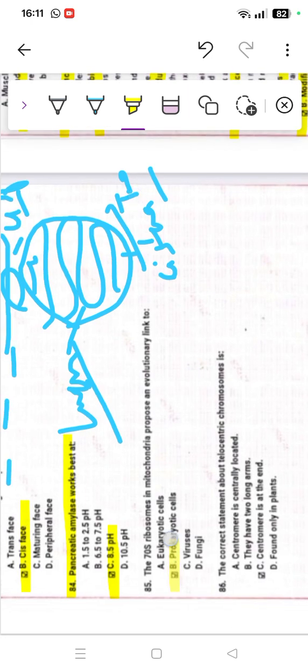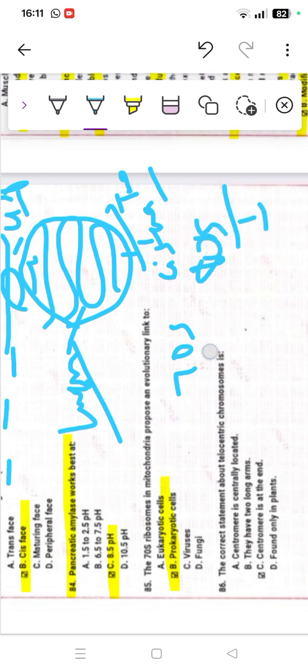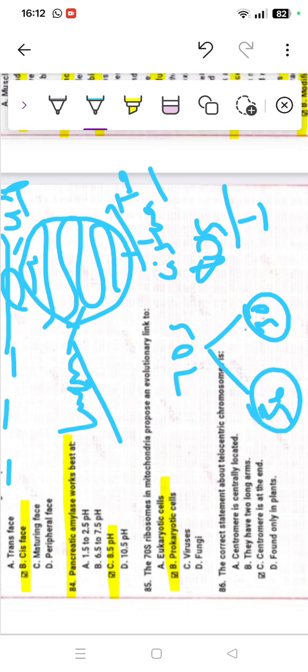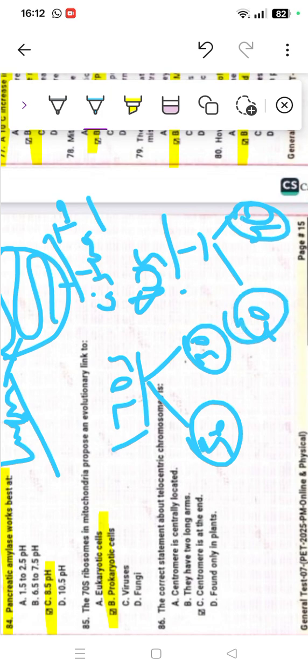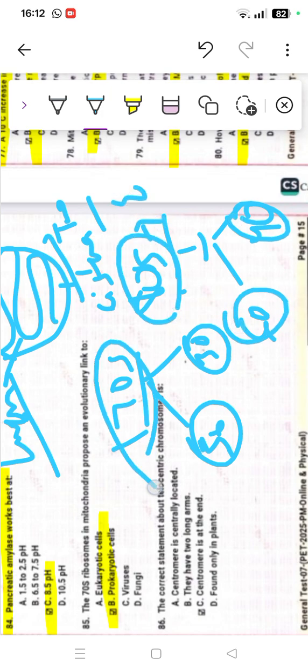Pancreatic amylase works best at 8.5. The 70S ribosome in mitochondria proposes an evolutionary link to prokaryotes. We have 70S or 80S, where S is simply the Svedberg unit. 70S has subunits called 50 and 30. If we add them it becomes 80, but we cannot add them, it's simply their units. So 70S is for prokaryotes, and 80S is for eukaryotes, which has subunits called 60 and 40. They are not supposed to be added, just learn it: 80S is for eukaryotes, 70S is for prokaryotes.